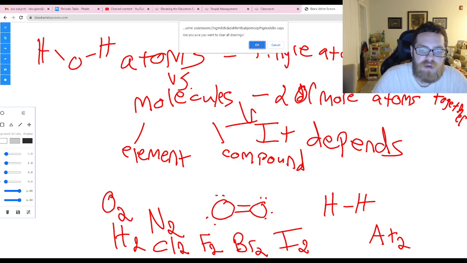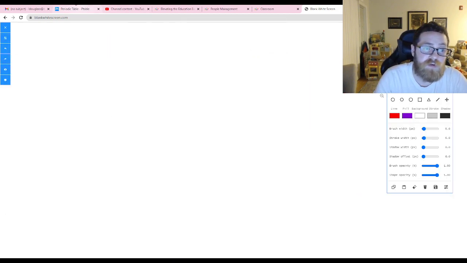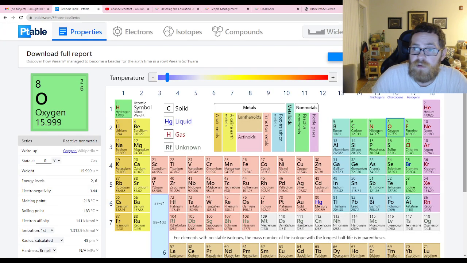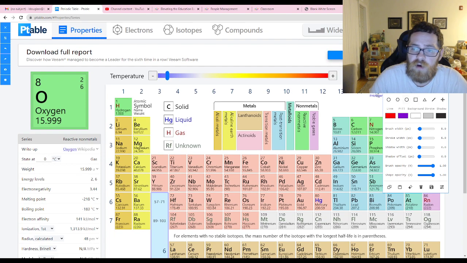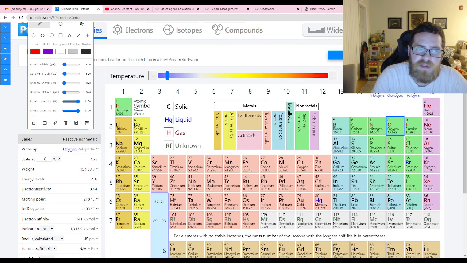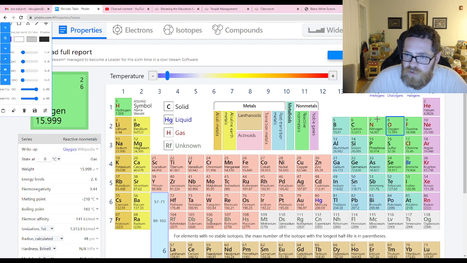Actually, I'll go over the diatomic elements real quick. There's only a few of them. Diatomic elements are elements that always appear in sets of two atoms. We have nitrogen, oxygen, fluorine, chlorine, bromine, iodine, maybe astatine. Again, I don't know. I'll put a little asterisk there to maybe look that up later.